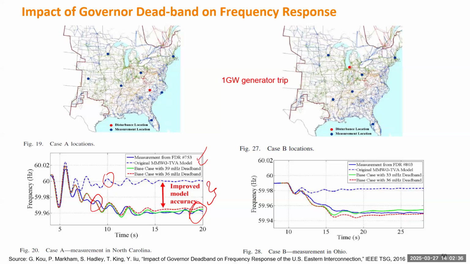The second case, that's another event, from another PMU. For that case, when they set 33 millihertz and 36 millihertz, they gave the best match. They basically create a very narrow envelope containing the real measurement data. So the conclusion is, for the first event, the dead band will be somewhere within 36 to 39 millihertz on average. For the second scenario, the dead band will be from 33 millihertz to 36 millihertz. Okay, so this is one piece of evidence showing the existence of the dead band of governors.